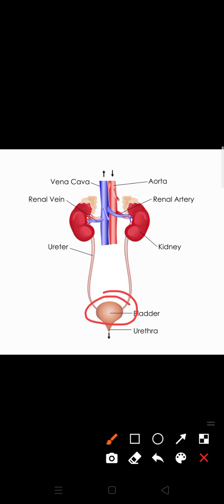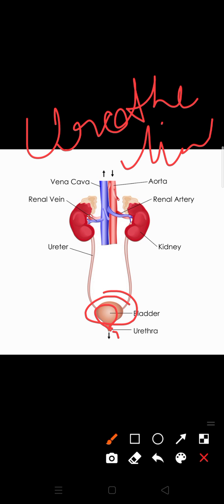It is a large, thin-walled, pear-shaped organ, present in the pelvis region of our abdominal cavity. Clear? It is lined by smooth muscles called detrusor muscles. They are very important, children. Again, it is lined by transitional epithelium, which is also known as the urothelium. Can you remember it? Urothelium or transitional epithelium.